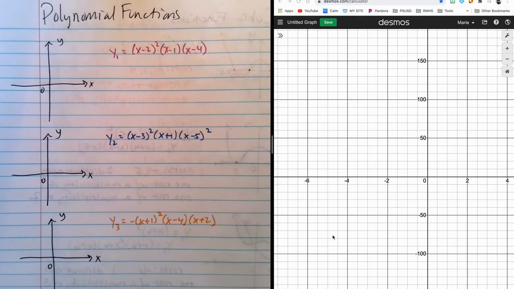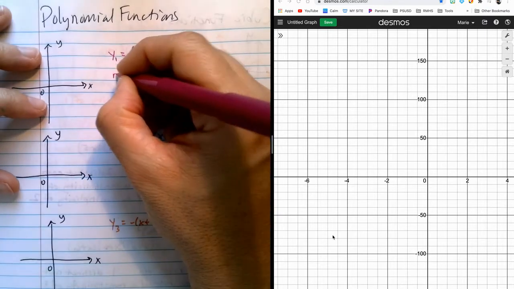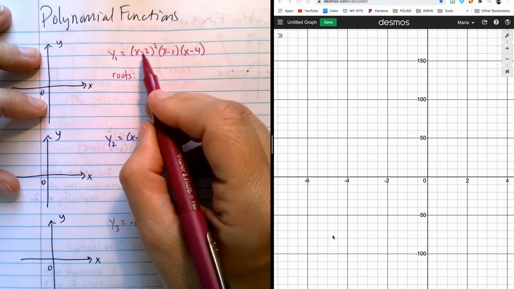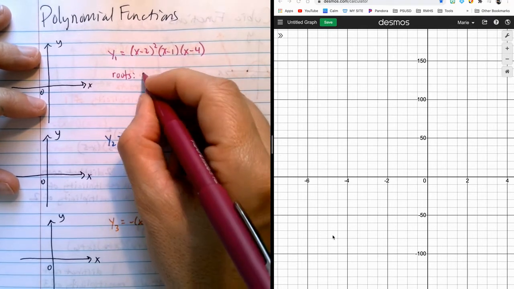Finally, let's take what we've done with quadratics and cubics and take what we've been learning about polynomials and let's start sketching polynomials. So here are 3 examples I have for you of polynomial functions in factored form. Let's work through this. First thing I want to do is identify what my roots are. In y1 here, I can see my roots are going to be 2, 1, and 4.